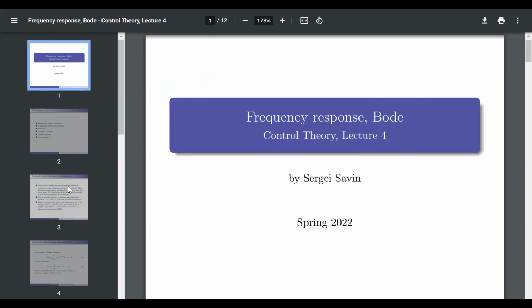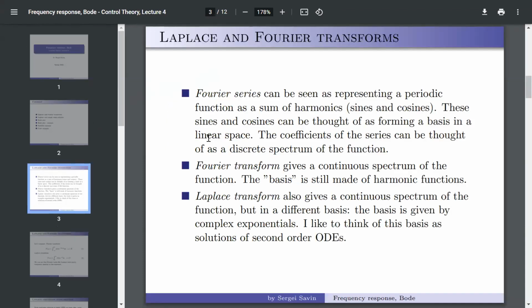Now, let me just jump into the content. So first of all, I will try to somehow motivate it through connection to Fourier transforms. That is a popular way to do the motivations here. So first of all, you remember Fourier series, right? It represented periodic functions as a sum of harmonics, sines and cosines.